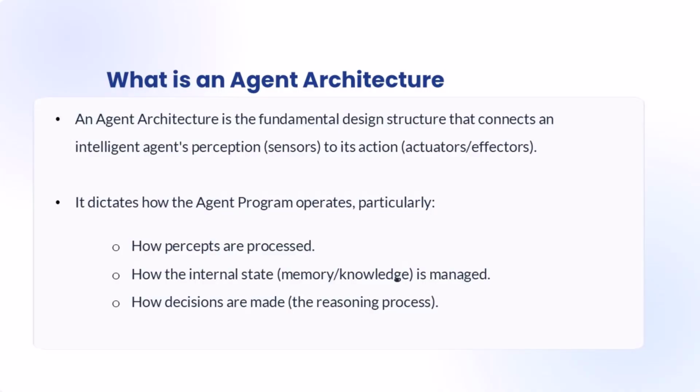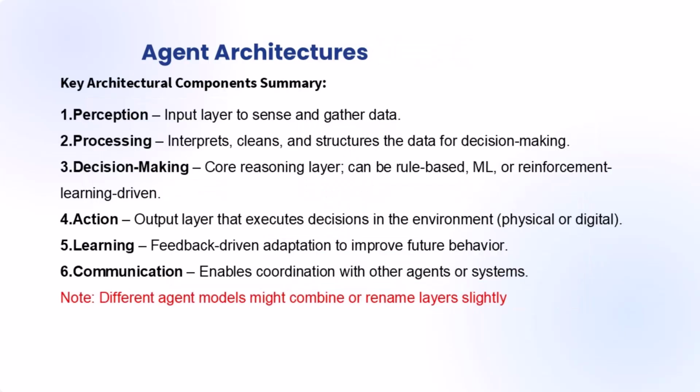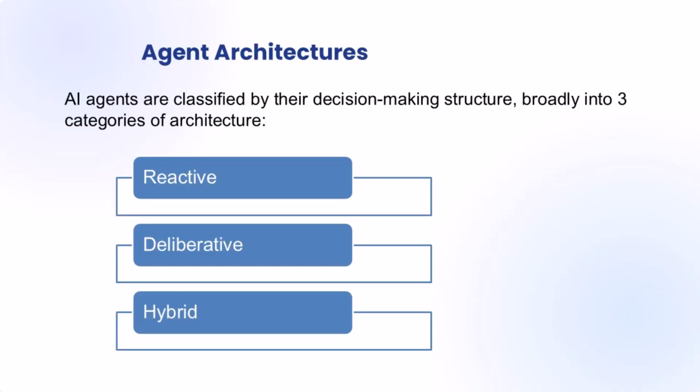Now let's talk about AI agent architectures. The agent architecture defines how an AI system thinks and acts, and we can classify them broadly into 3 main types based on how they use memory and planning. We have reactive agents, we have deliberative agent architecture, and hybrid agent architecture.